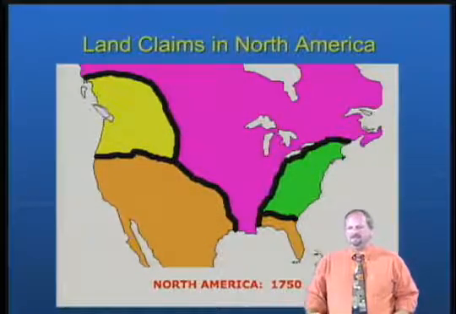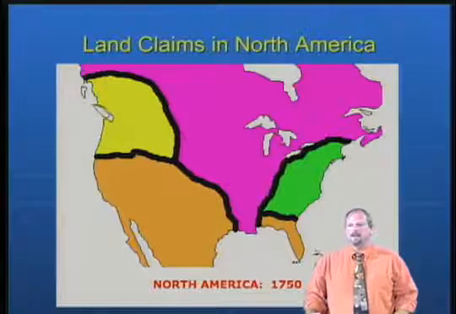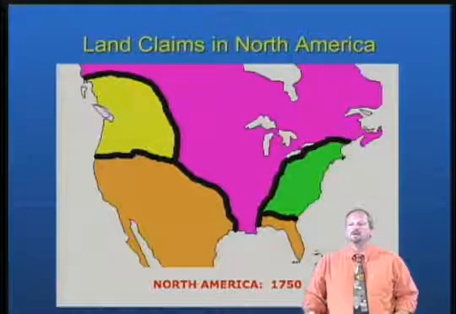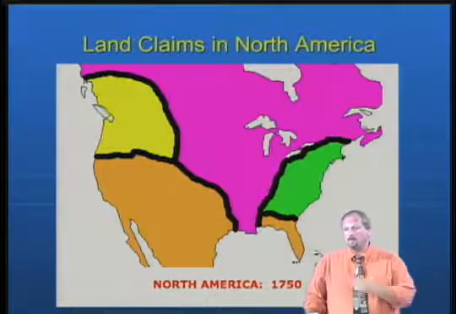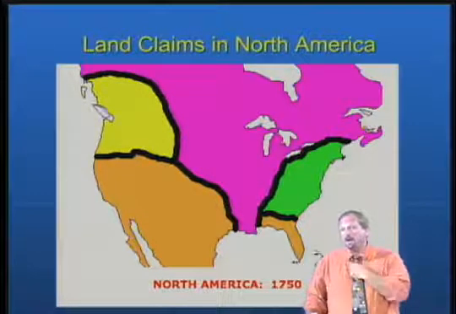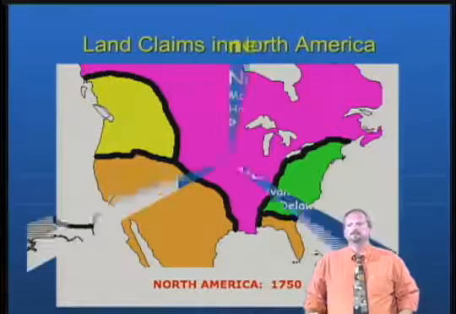In 1750, the land claims in North America were dominated by three foreign nations. In green would be the English settlement. In pink, you would see the French settlement, and orange would be the Spanish. Now notice the yellow off to the west. That was called disputed territory. Everybody claimed it, but nobody was willing to fight for it.